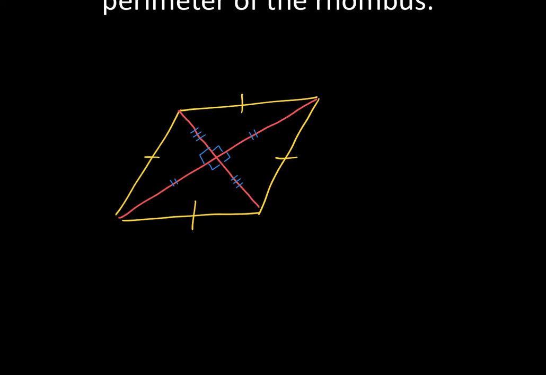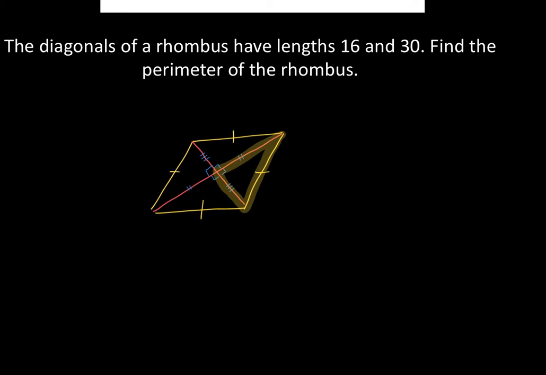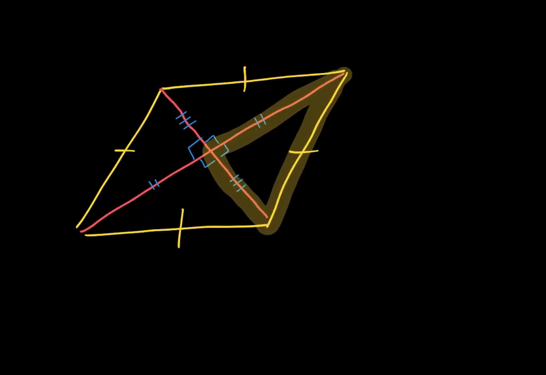How many are there? 4. There's 4 of them. Very good. There's a right triangle at each of those, okay? But we're only going to use one. Now, it told us that the length of its diagonals are 16 and 30. So, without me giving it away, does anyone think they know the length of this side and the length of this side of our right triangle?